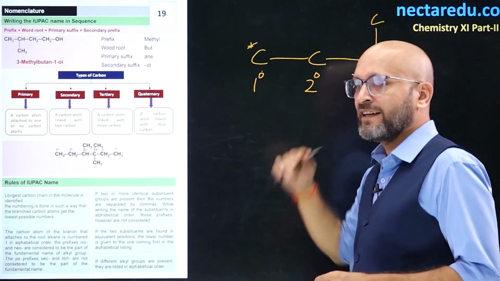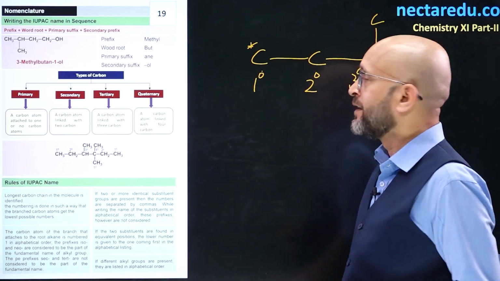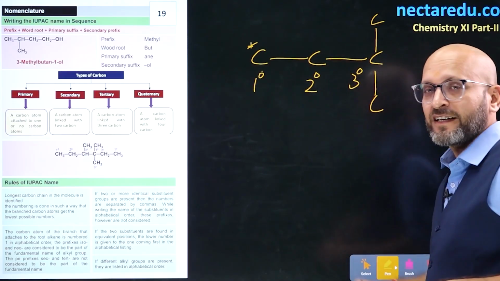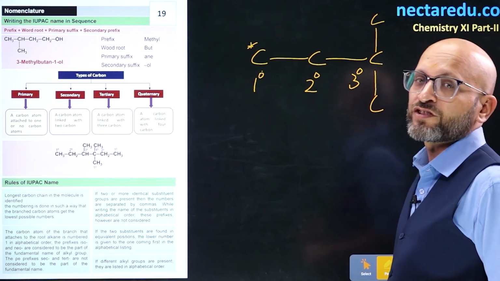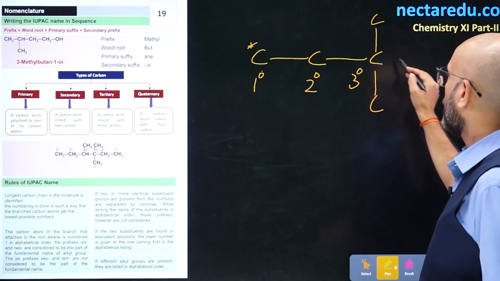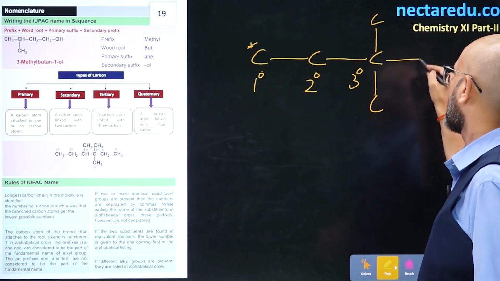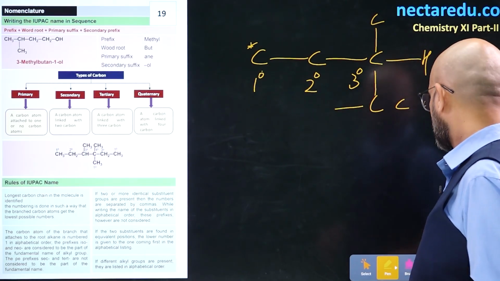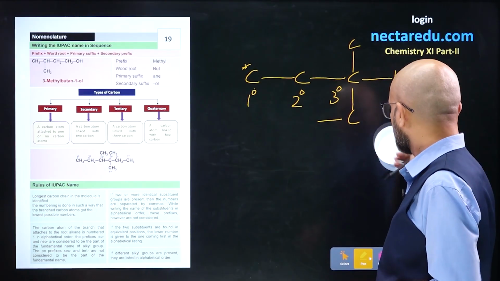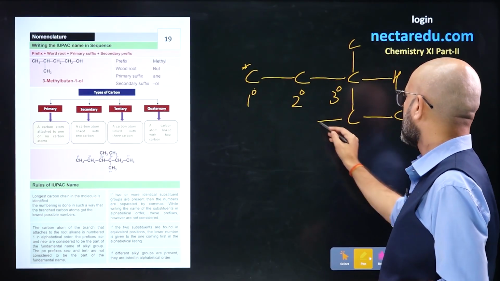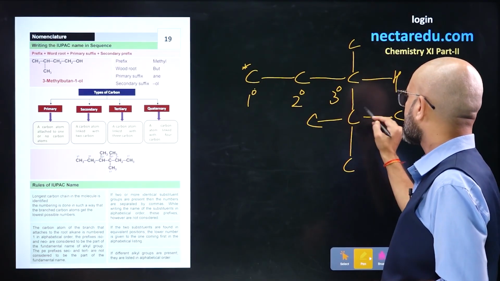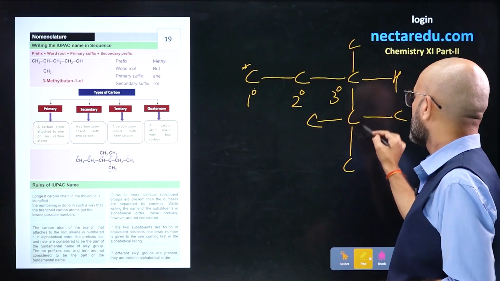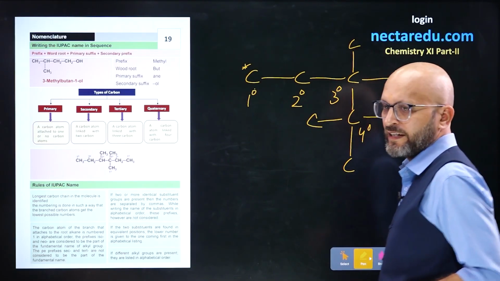So this is a 1 degree carbon or primary carbon. This is a 2 degree carbon or secondary carbon. This is a 3 degree carbon or tertiary carbon, right? Now if I want to tell you that we have a quaternary carbon as well, I will do it like this. I will connect one carbon with four other carbons. Now this carbon is connected to 1, 2, 3, 4 carbons. So this carbon is known as 4 degree carbon.